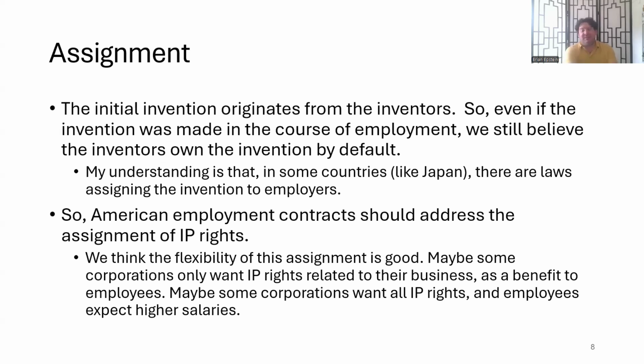The assignment's a little bit trickier though, right? On the previous slide, we saw that the ability to file the substitute statement requires the assignment. There has to be an obligation to assign. Well, where does that come from? And we'll talk about that on this slide.